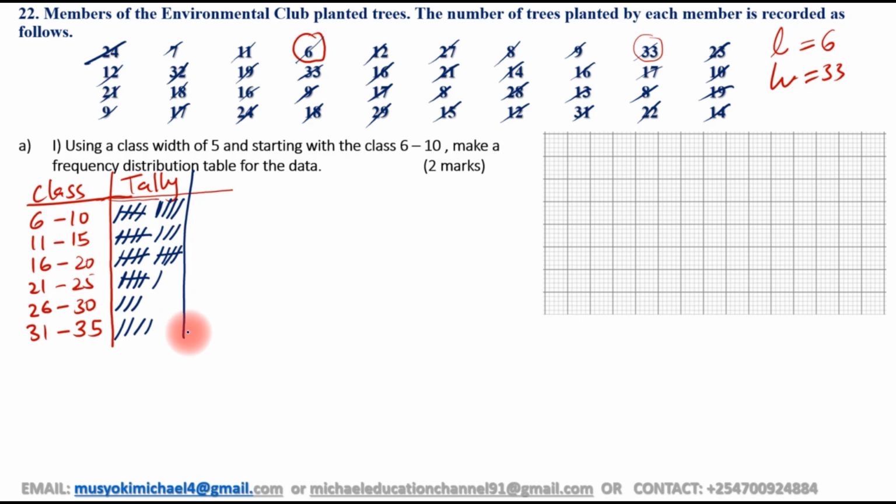And from there we can have the frequency column. If we add this, we get 9, the other one is 8, here is 10, 6, 3, and this is 4. Certainly if we add all of this, it will be up to 40. Then from there we need to get the mid x.